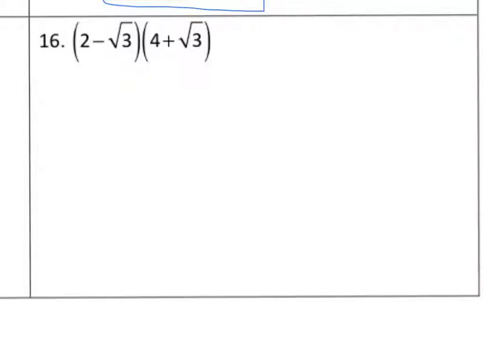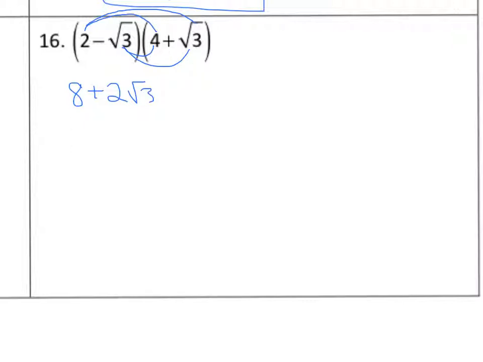Now in the last example, I have two binomials that are being multiplied together. To do this, I have to distribute or use the FOIL method or whatever you guys call it, but I need to multiply my first terms, my outside terms, my inside terms, and my last terms. So 2 times 4 is 8. 2 times radical 3 is 2 radical 3. Remember, you can't multiply a regular number times a radical, you just write them multiplied together.